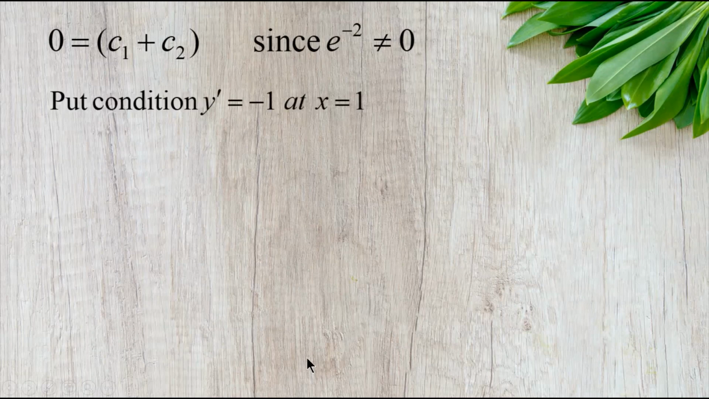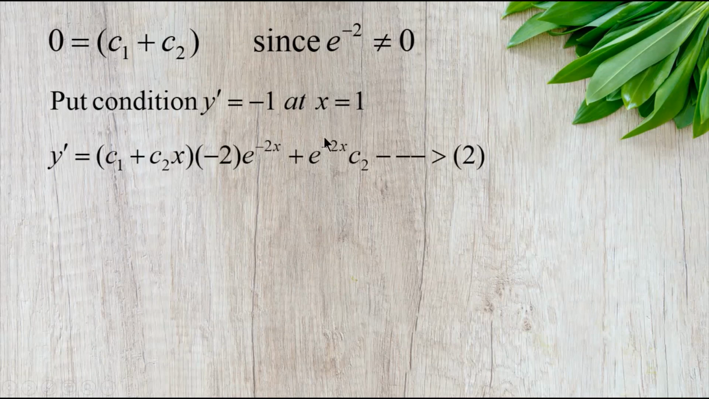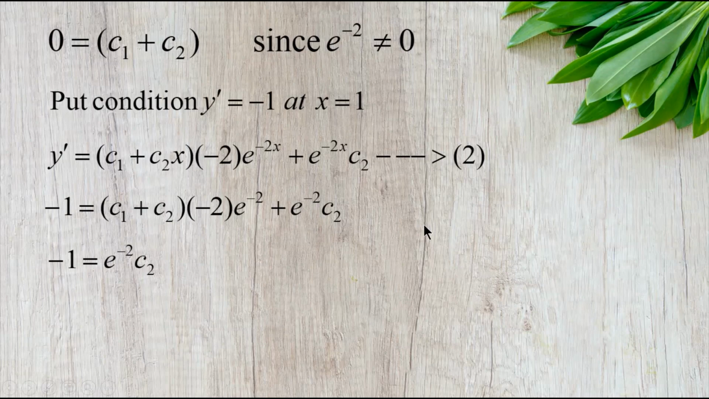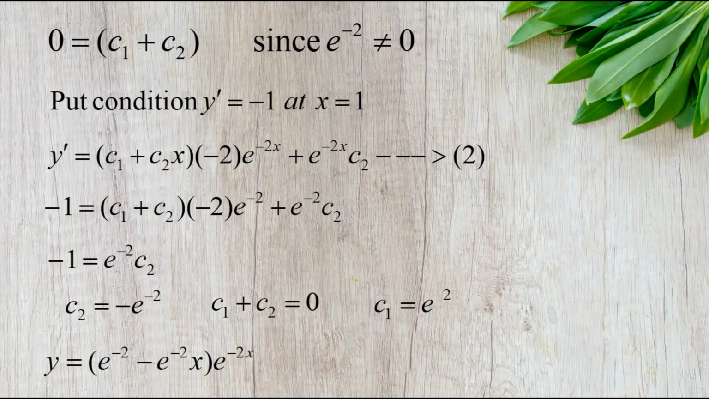Now let us put the second condition, that is y' = -1 when x = 1, in the second equation. So this is how you get it, but you know C1 + C2 is 0. Upon substituting that, you get the value of C2. Now you can substitute this C2 in the equation C1 + C2 = 0 to get C1. And finally we have found the values of C1 and C2 and then replace them in our solution.